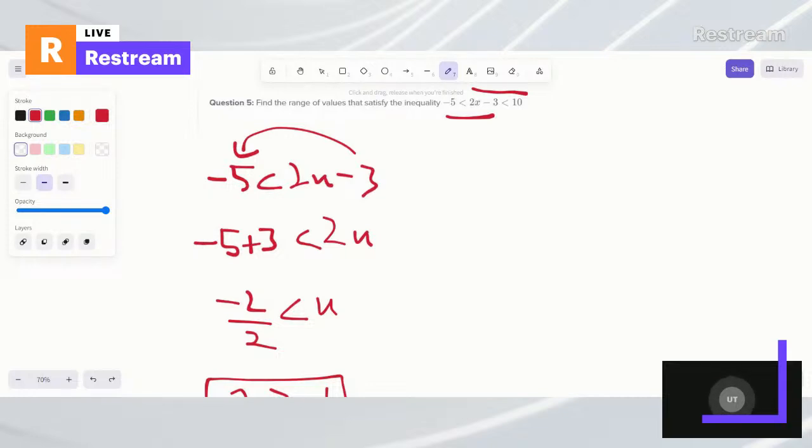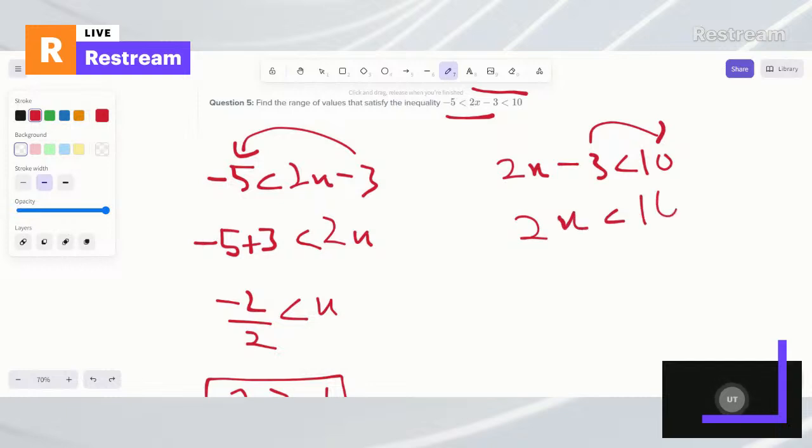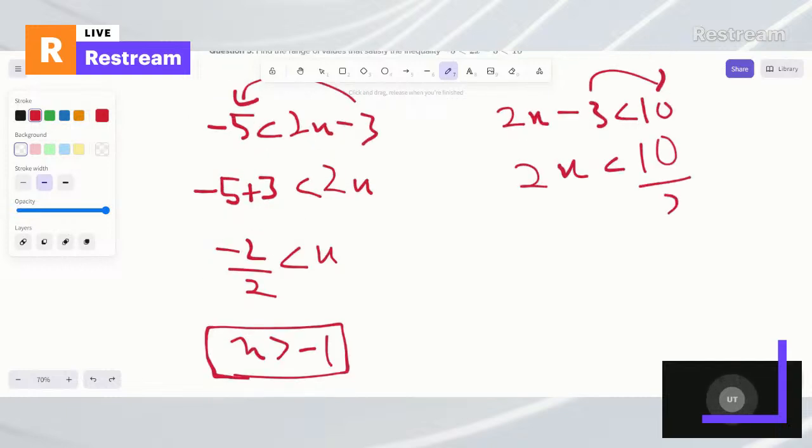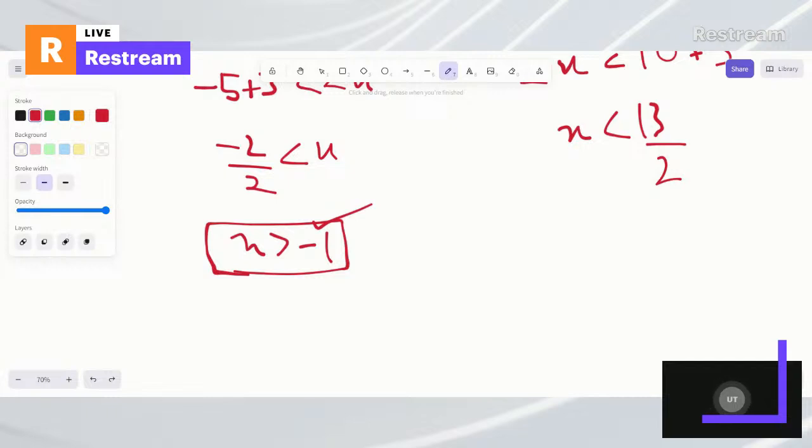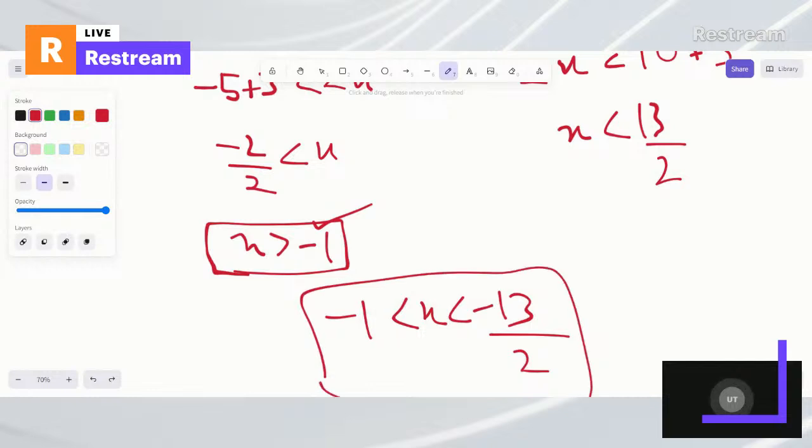Now to solve this part, it's going to become 2x minus 3 is less than 10. Now 3 is going to go to the other side, so x is less than 10 plus 3 over 2. So it's going to be 13 divided by 2. So x is less than 13 divided by 2, and x is greater than negative 1. To write it down, it would be x is greater than negative 1 and x is less than 13 divided by 2. So this is how we write this.